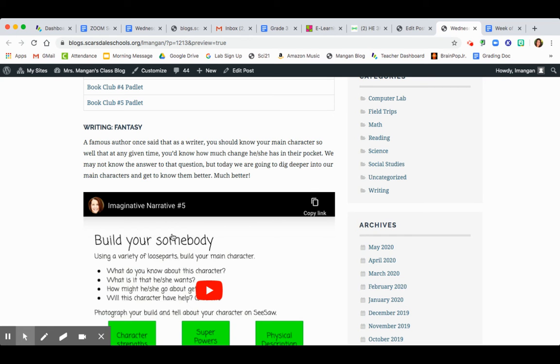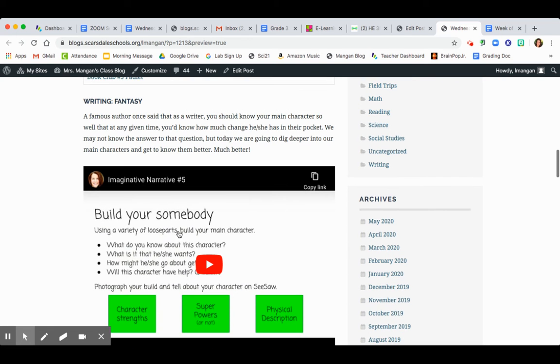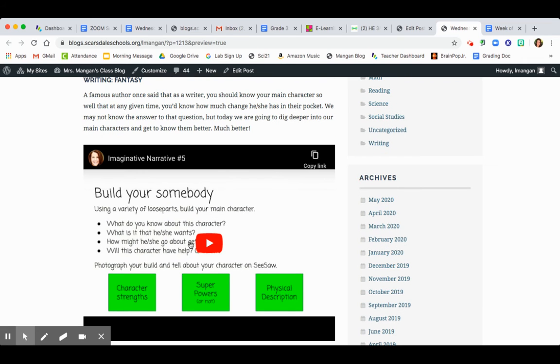But today, Miss Boyer is going to walk you through how to think a bit more deeply about your main character through building them. Do you remember when we used loose parts? Those beads and little clips and little jewels and rope and things like that to create somebody who we thought deserved more attention.